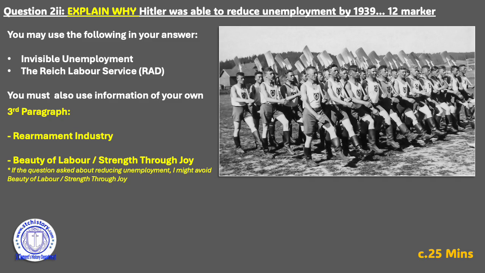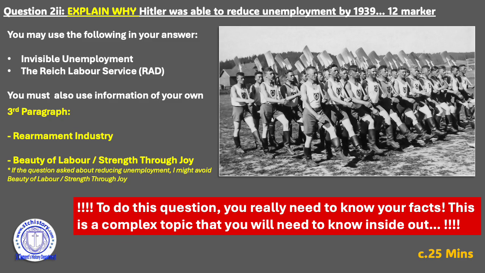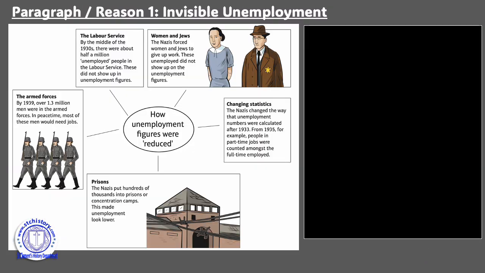As we've said, for the benefit of this 12 marker, let's just focus on the invisible unemployment, the Reich Labour Service, and the rearmament, okay? So again, you need to know facts for this question. It is complex. Those of you that have attempted it have struggled. It definitely hasn't done as well as the Chancellor question, and that's because it lacked the facts, okay? So let's have a little think with this.